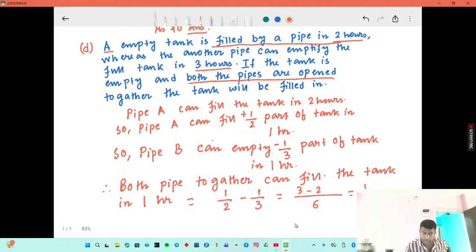So when we are opening both pipes, the time taken by both pipes to fill the tank is 6 hours. Therefore, the total time taken to fill the tank is 6 hours.